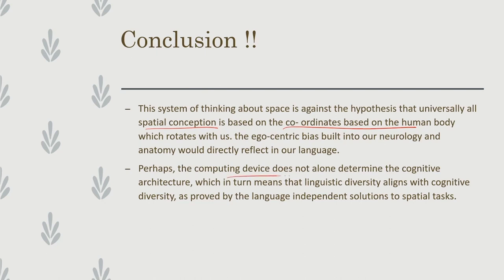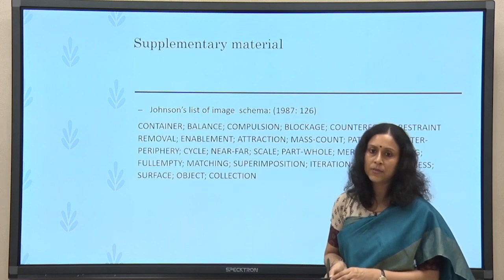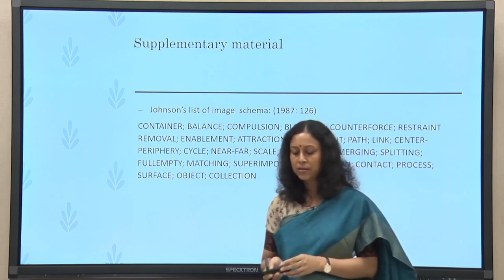So, the computing device alone does not determine the cognitive architecture, which means that linguistic diversity aligns with cognitive diversity, because there is a diversity in how you talk about space and objects in space, and you are also thinking of them differently. So, probably there are different coordinates, different ways of creating that schemata in terms of image schema as far as space is concerned. Results from spatial tasks have shown us this aspect of the schemata with respect to spatial cognition. So, this is what we had in terms of image schema, the description, the analysis and its usage in various domains of research.